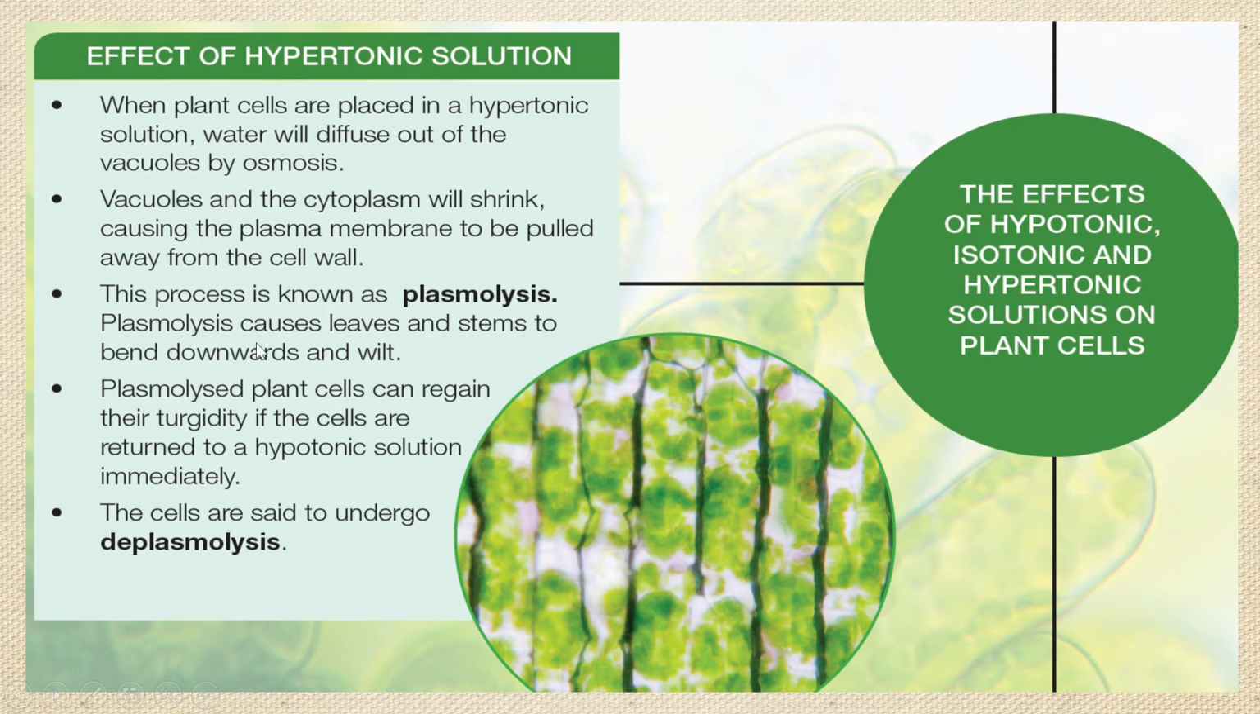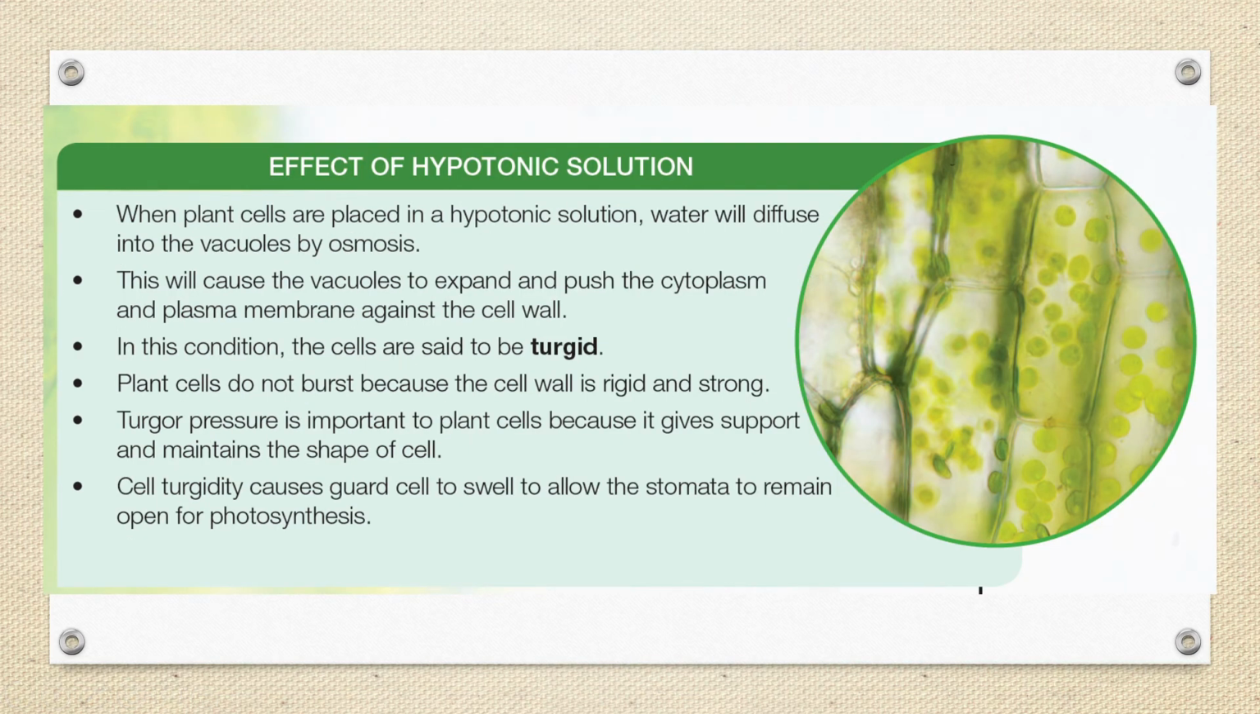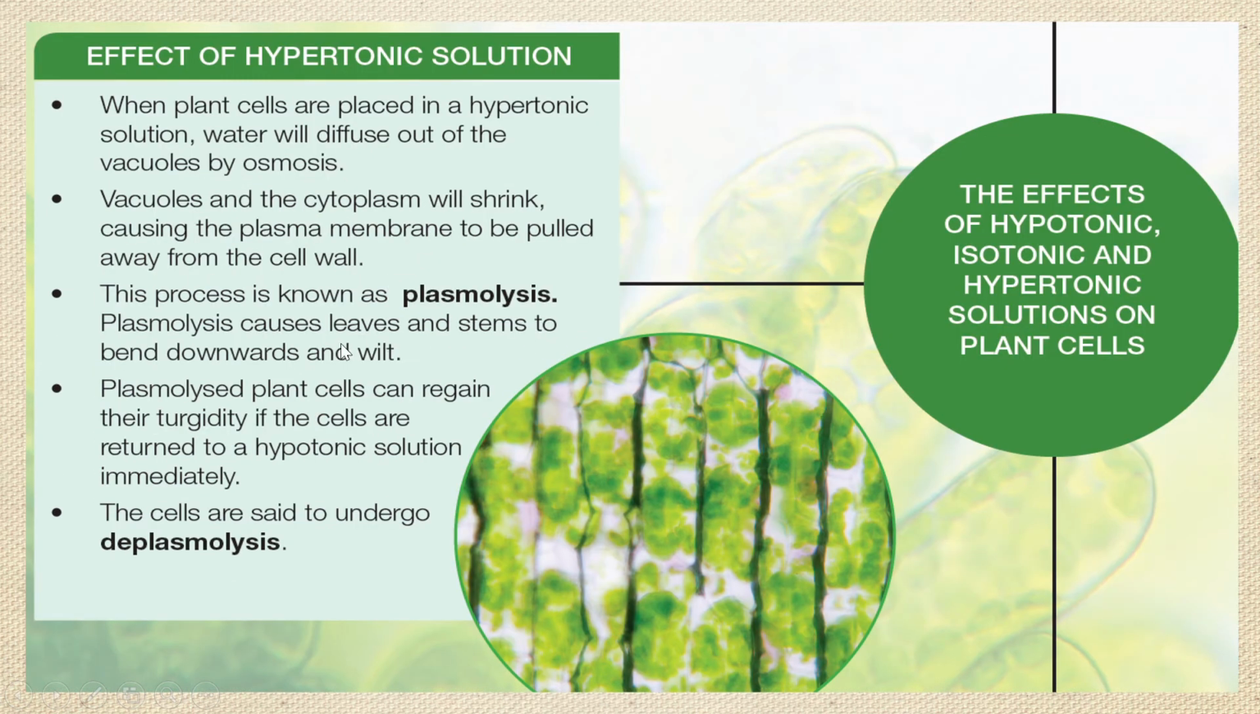So plasmolysis, what is the effect? It's going to cause the leaf and the stem to bend downwards and wilt. That means no longer turgid like the first one. It's going to wilt. A plasmolysed plant cell can regain its turgidity, which means this effect can be reversed. How? Quickly treat the cells with hypotonic solution. Quickly treat, so that's why immediate.